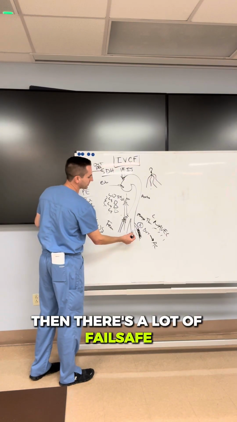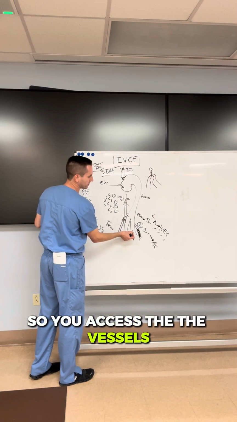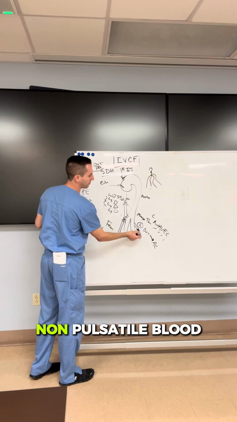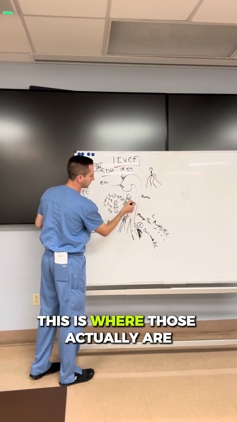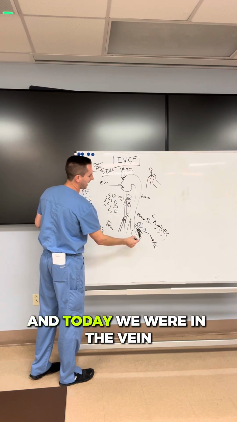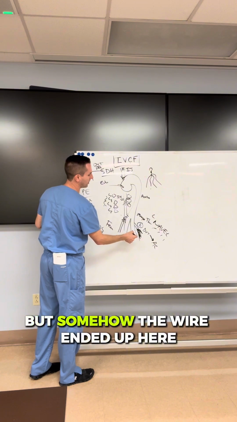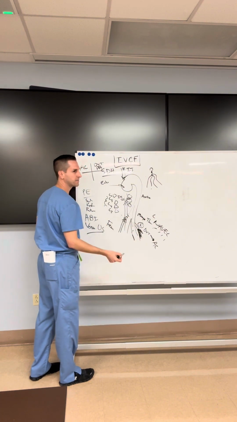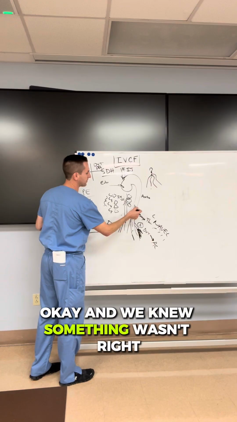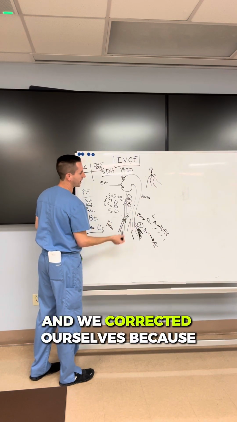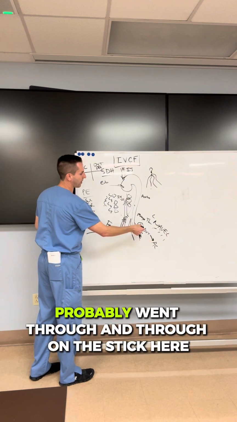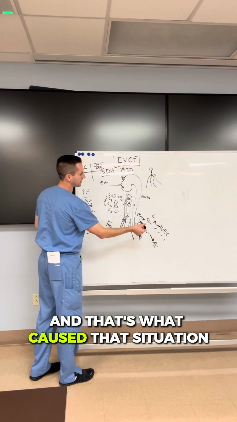Then there's a lot of fail-safes. So you access the vessels. You want dark venous, non-pulsatile blood. Then you want to make sure you're on the correct side, so the spine is back here. This is where those actually are. And today, we were in the vein, but somehow the wire ended up here, okay? And we knew something wasn't right. So we switched sides, and then we ended up here, and we corrected ourselves because probably went through and through on the stick here. And that's what caused that situation.